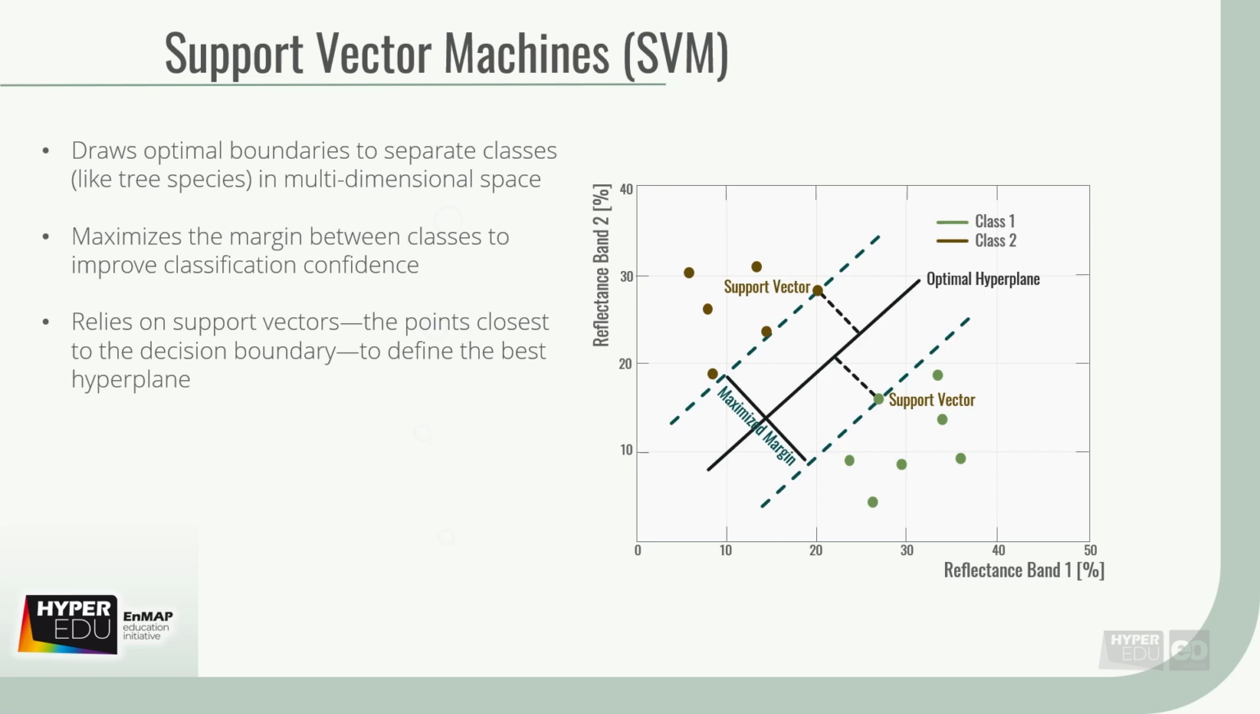Now, you might be wondering, what if the tree species just can't be separated by a straight line? Don't worry. SVM has a clever trick up its sleeve. When the data isn't linearly separable, it can transform the data into a higher dimensional space. By doing this, it tries to find a separating hyperplane in that higher dimensional space. And then it projects everything back to the original space. This method is defined as a kernel function, and it makes the whole process much faster and more efficient.